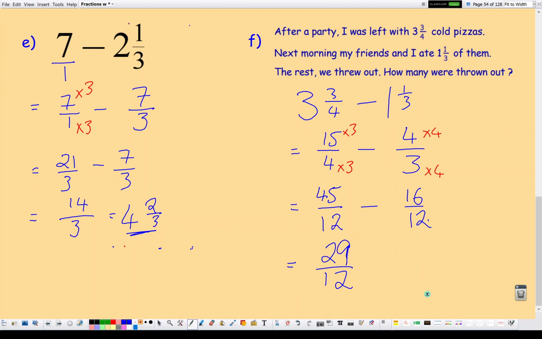Now 29, is that in the 3 times table? It looks like it could be divisible by 3, but it's not. No, there's nothing more to do there. Just change it to a mixed number. So how many times does 12 go into 29? So 12, 24 twice. 24 up to 29 is 5 twelfths.